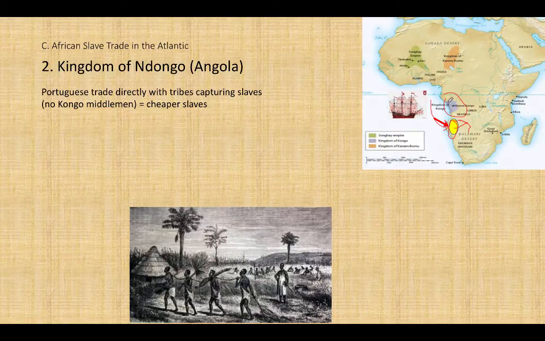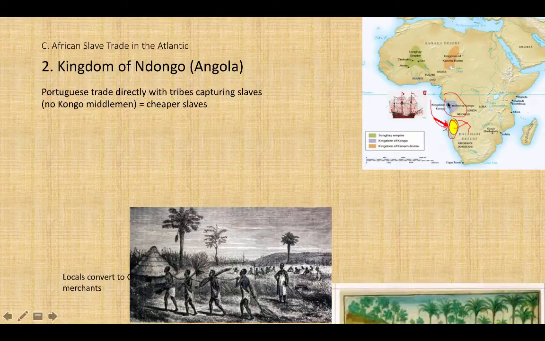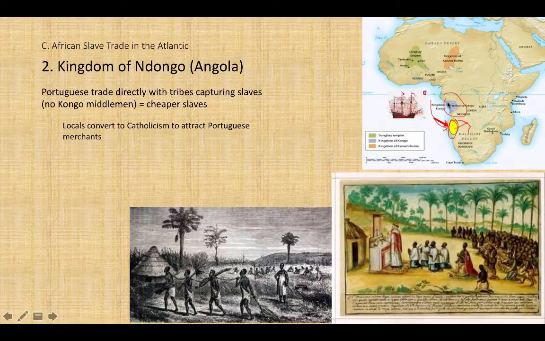And so Angola is very similar to the story of Congo. Local elite will convert to Catholicism, just like they did in the Congo. So again, we see that Christianity is spreading because of the slave trade. We can see in the bottom picture that Africans are converting and they're praying to this cross because they hope that if they convert to Catholicism, again, the Portuguese will be more likely to trade with them than people in the Congo.